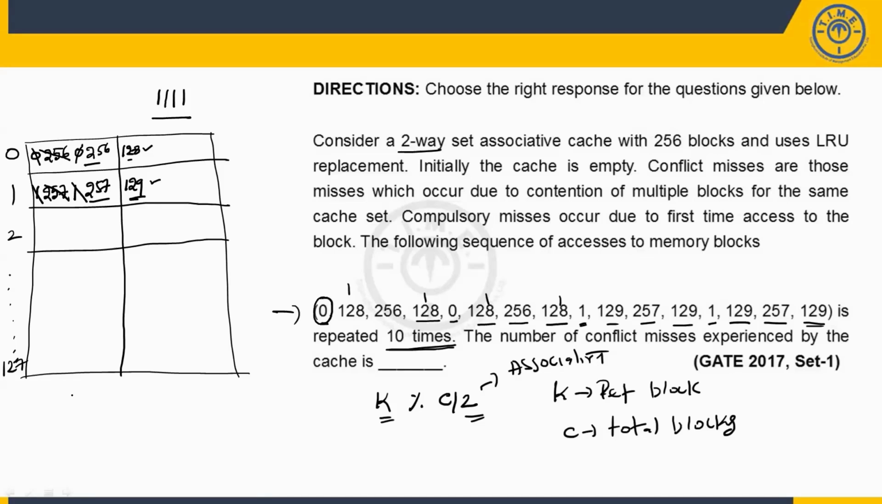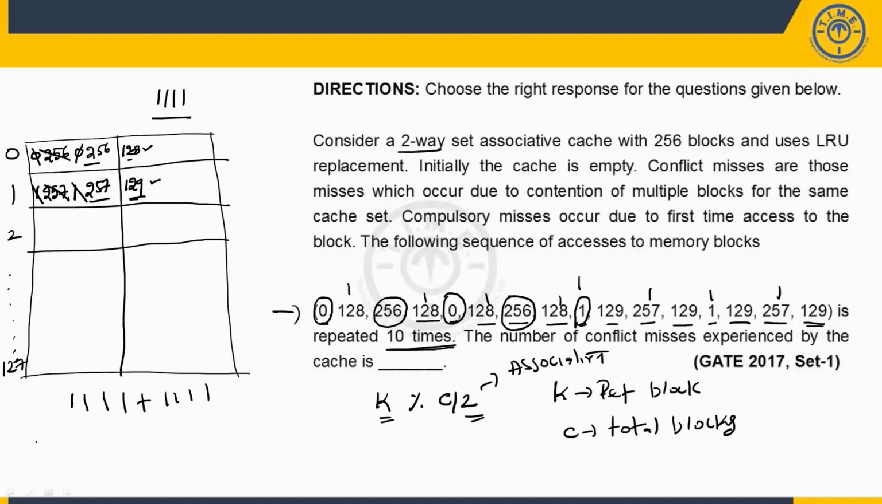So what we just need to count: it's one miss. And then this is a miss. Again, this is a miss because each of the blocks are replacing each other. And this is a miss. Plus, here what is available? 1 is not available. 257 is available. So 1 and 257 are going to replace each other. So this is a miss, this is a miss, this is a miss. And 129 will not change. So 1, 1, 1, 1.